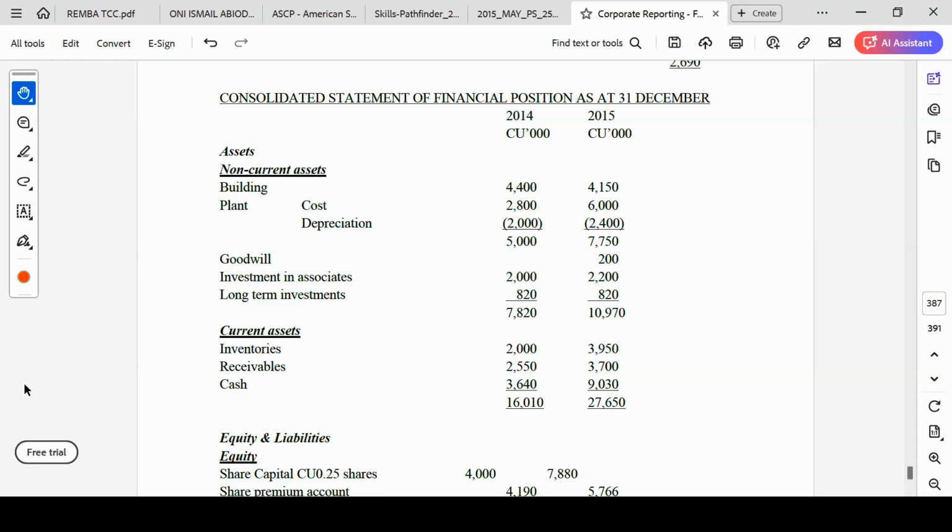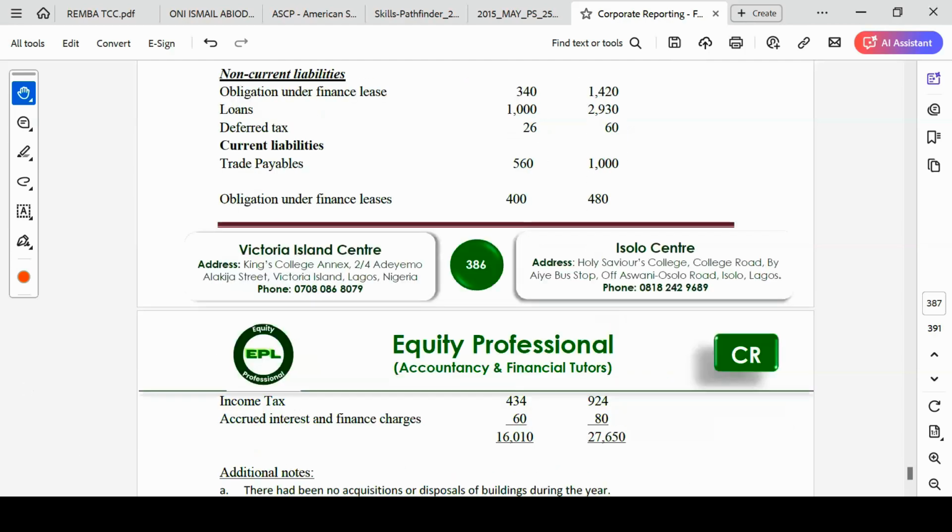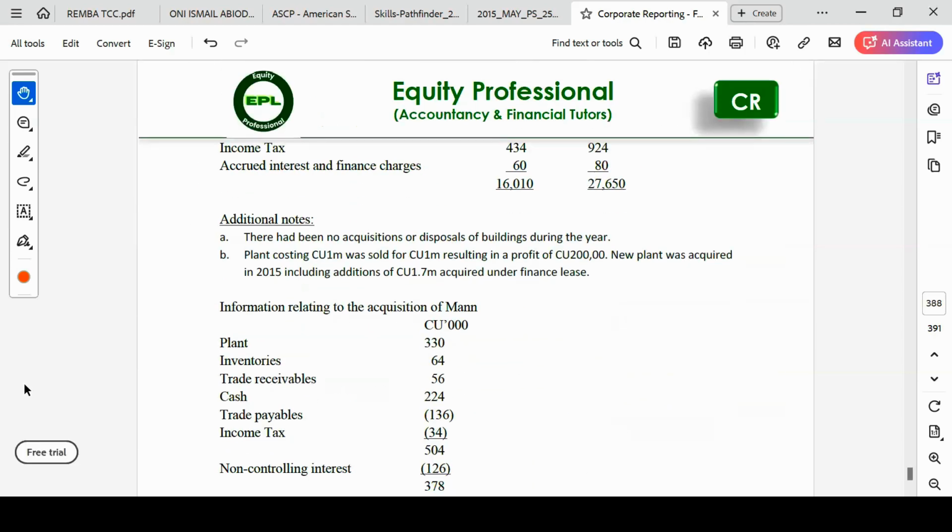All right, I should be thinking of depreciation. But let's move on. What's the other additional information? We're told plant costing, I'll use Naira. That CU does not work for me. I'll use Naira. Plant costing 1 million Naira was sold for 1 million, resulting in a profit of 200,000.